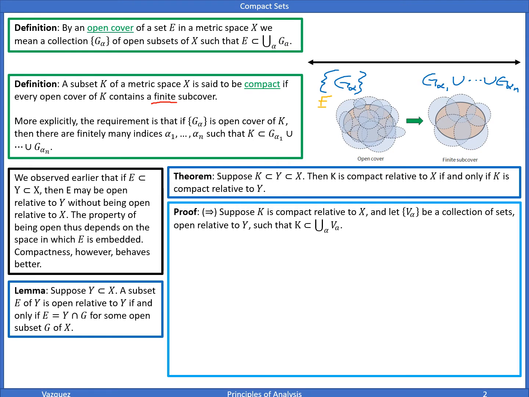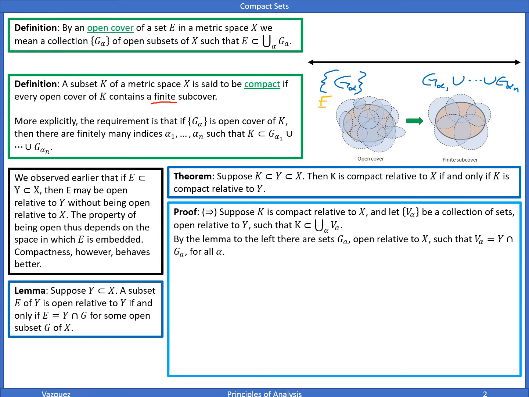So again, as the proof says, suppose K is compact relative to X, and let V sub alpha be a collection of sets open relative to Y, such that K is contained in all those sets, right? Because K is compact. So we're choosing these V sub alpha to be open relative to Y that cover K. By the lemma, we're just using this lemma just now. By the lemma, there are sets G sub alpha open relative to X, such that V sub alpha is equal to the intersection of Y and these open sets G sub alpha that are open in X for all alpha.